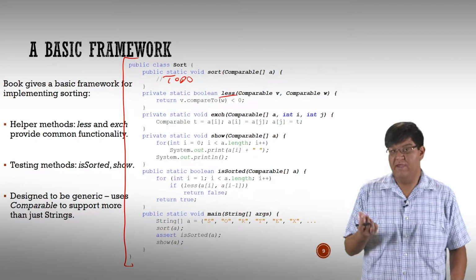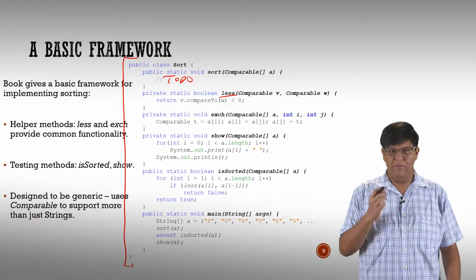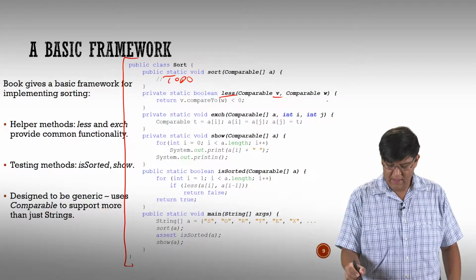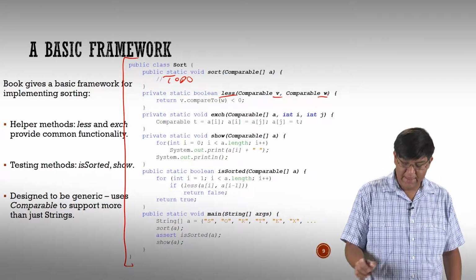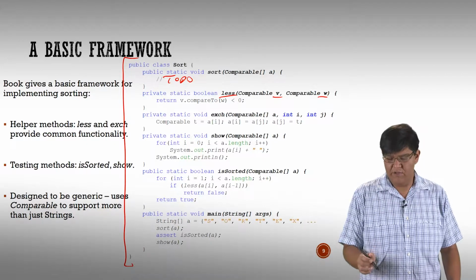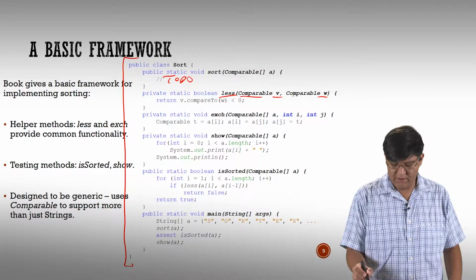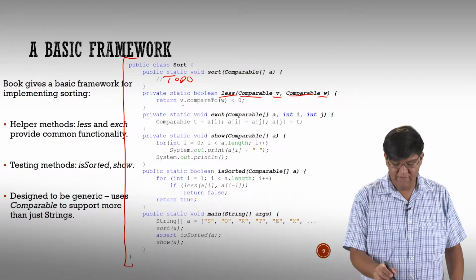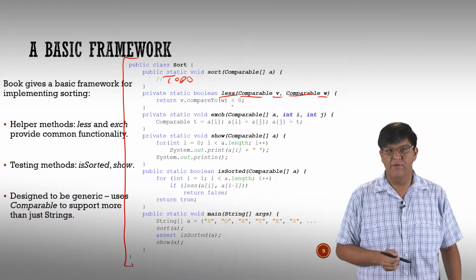Less, basically, I give it two elements, and it'll tell me, are they in the proper order? Is this one less than this other one? So we're comparing V and W. And this ends up being fed over to the Comparable interface. Notice these two are coming in as comparables. V and W are both comparable. And then we're calling v.compareTo(w) less than 0.